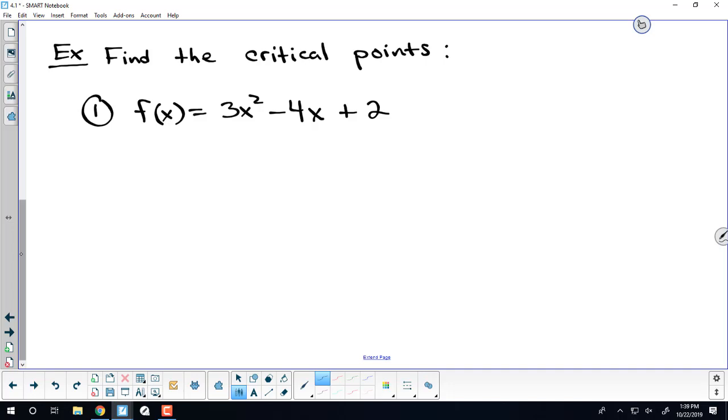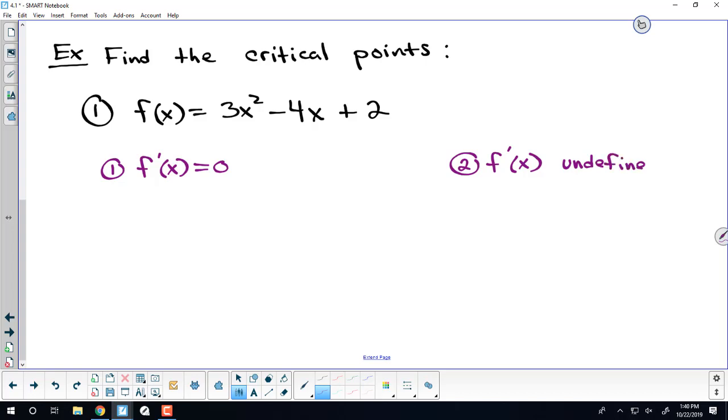So this is just a light introduction. But for other functions like exponentials, other algebraic functions, or trig functions, it's not as straightforward to find where those maximums and minimums are. Okay, there are two things we're looking for for critical points. What x values does the first derivative equal 0? And is the derivative undefined for some x values?